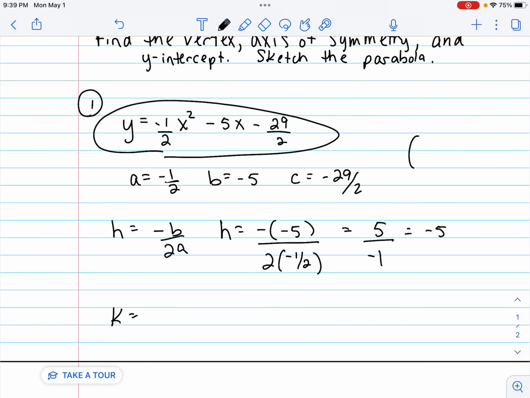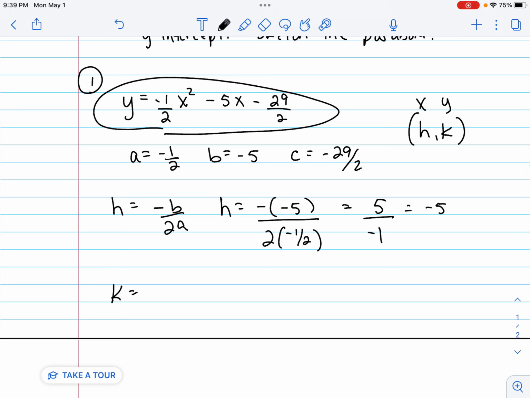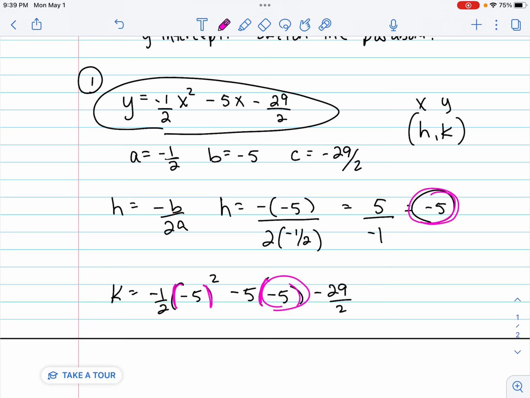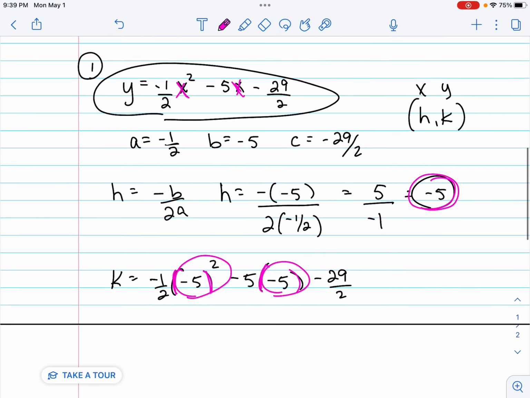In order to find our k, we're going to plug it into this formula. Our vertex is (h, k). So h is an x and k is a certain y. So we're going to plug k in for y, and we're going to plug this negative 5 in for x. So y equals negative 1/2 times negative 5 squared, minus 5 times x, which is negative 5, minus 29 over 2. So this negative 5 went there in place of the x, and there in place of the x. Okay?